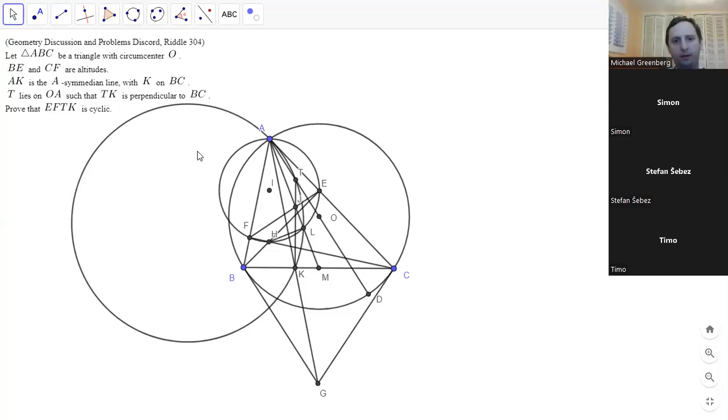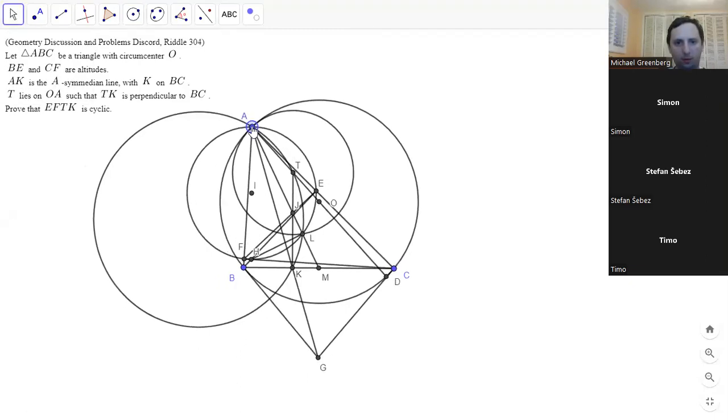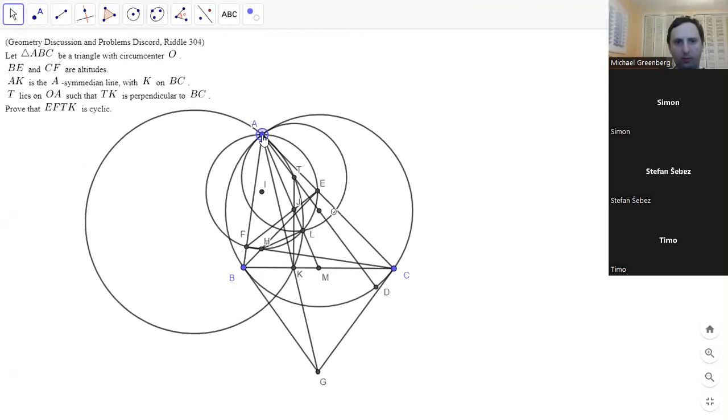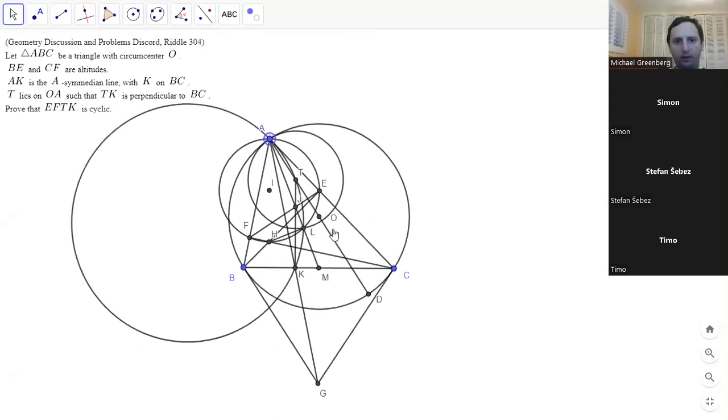I wonder if T is the midpoint of the arc KL. See if that's true or not. Yeah, it looks true. So basically it looks like KT is the angle bisector of AKL. And maybe that's just projective geometry, because let's see.